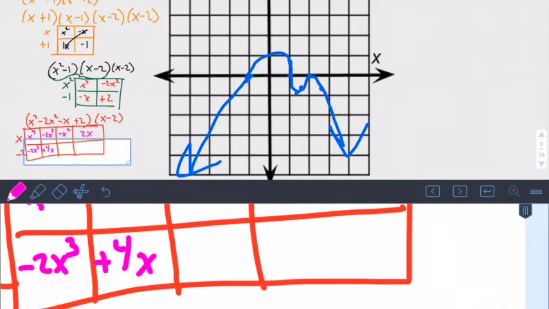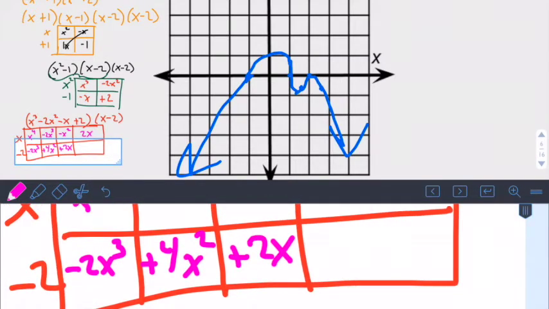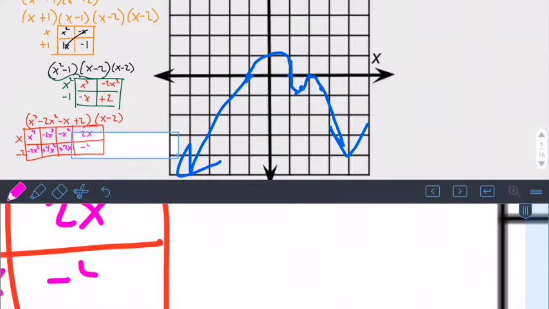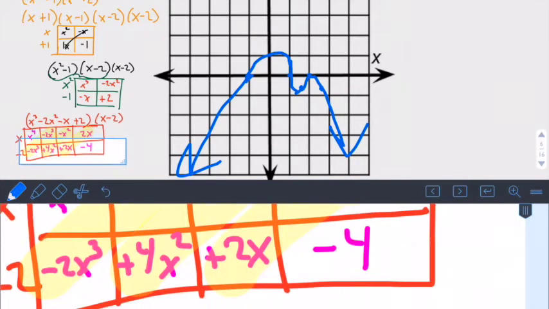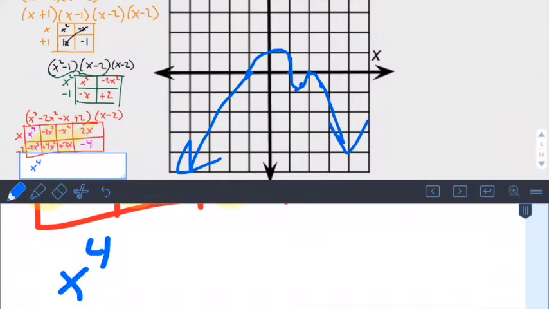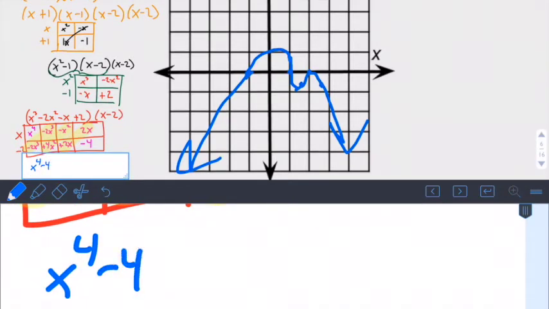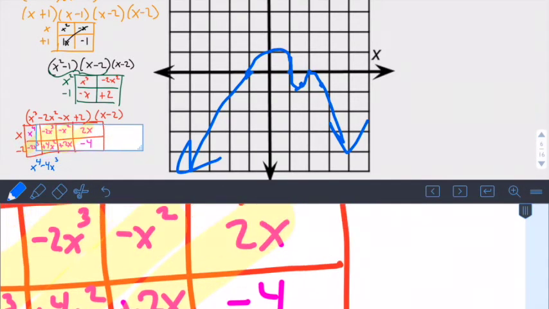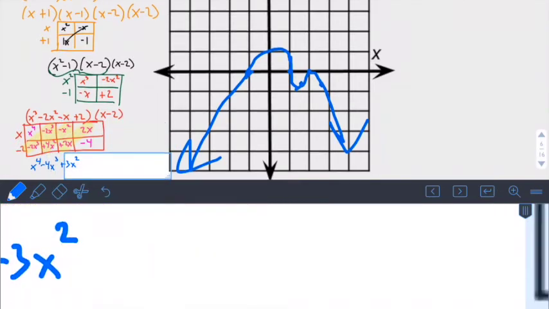And we have x squared. Negative, positive, and we have 2x. And then -2 times 2 is -4. Got some like terms here, here, and here. So I've got x to the 4th. And then -2x cubed and -2x cubed makes it -4x cubed. I added. -x squared plus 4x squared is plus 3x squared, adding. 2x plus 2x is 4x, and then minus 4.